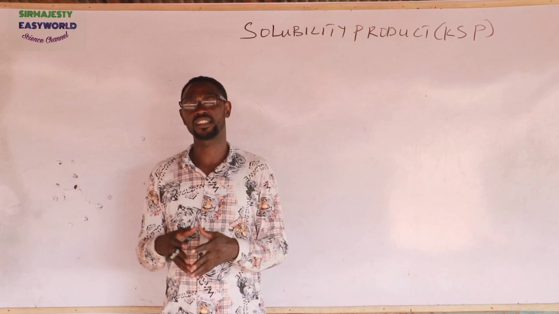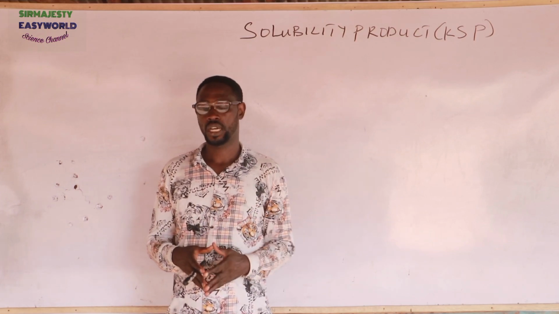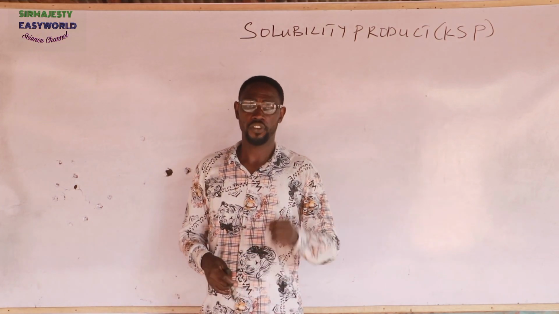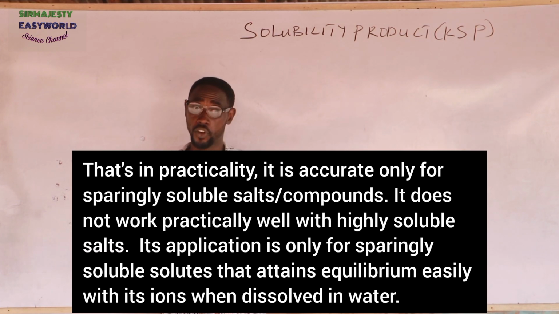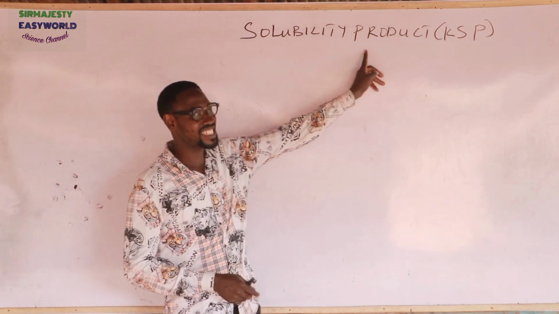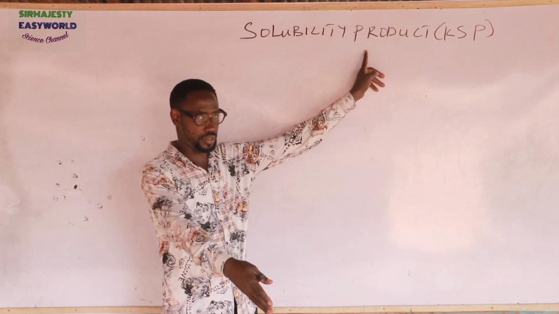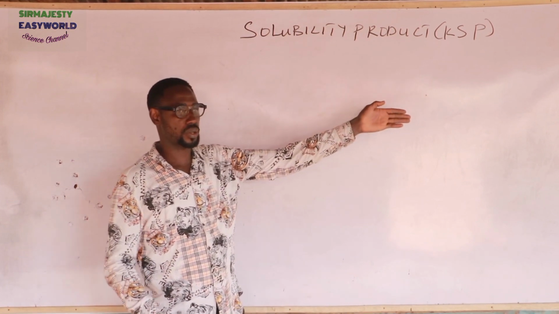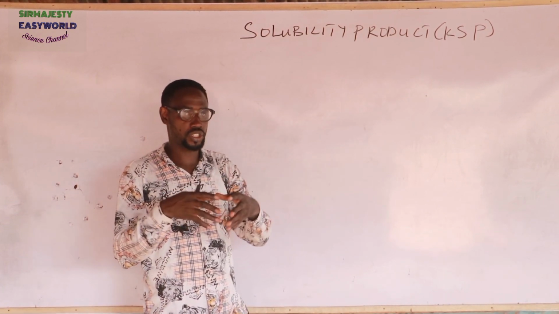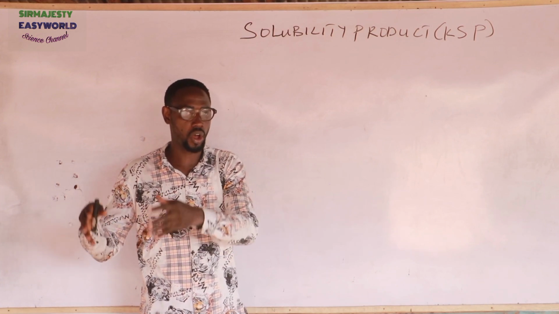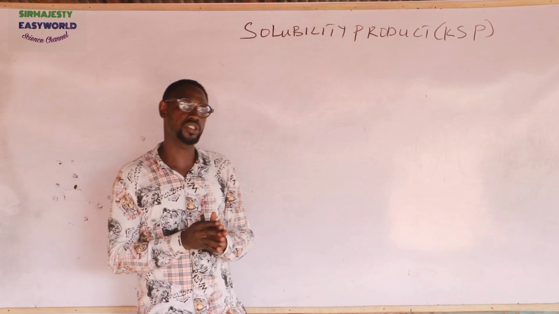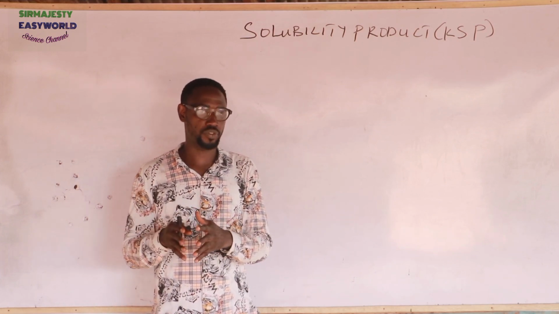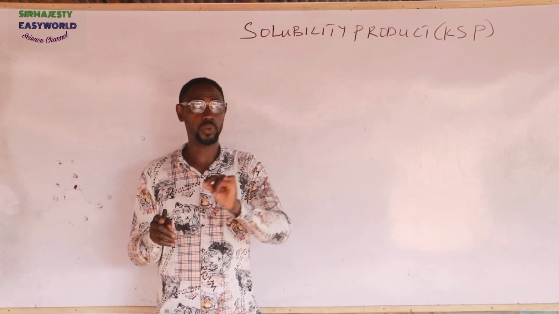It is applied in determining when precipitation will occur, and it is more effective for what? For salts that are sparingly soluble in water. It does not work effectively well for extremely soluble salts. You get what I'm saying? And remember, product is the answer we get after multiplication. So solubility product is going to be the multiplication of the concentrations of the individual ions that make up a particular solute in water. So solubility product Ksp is just an equilibrium constant, which is derived when a solute is in equilibrium with its ions.